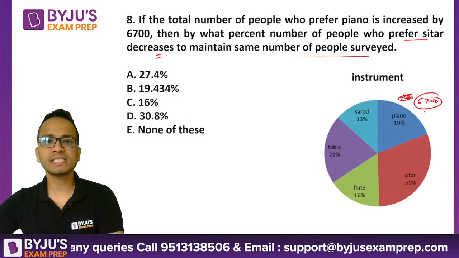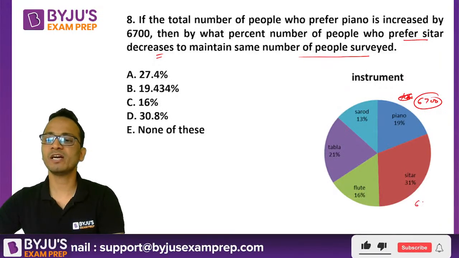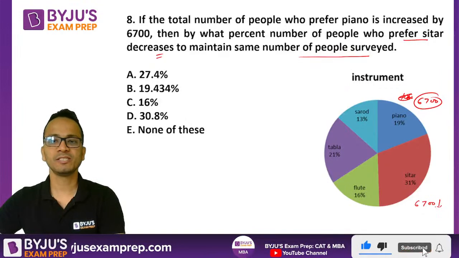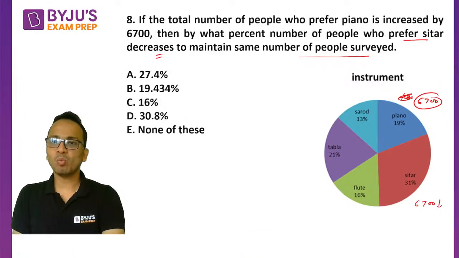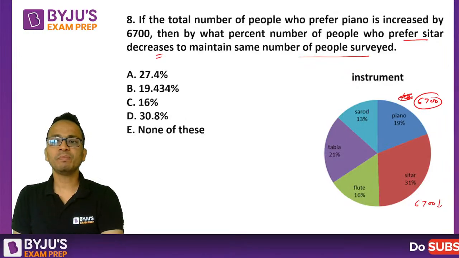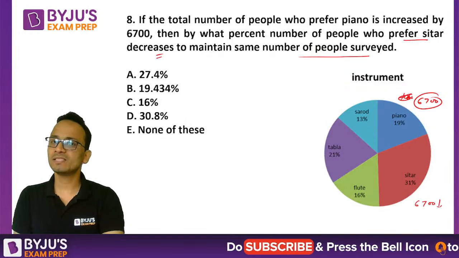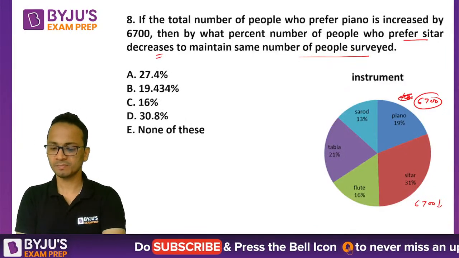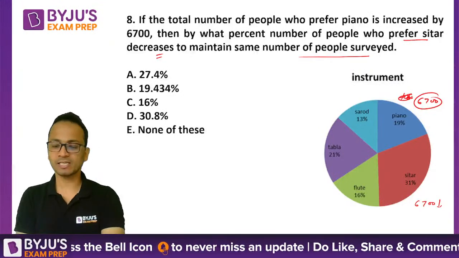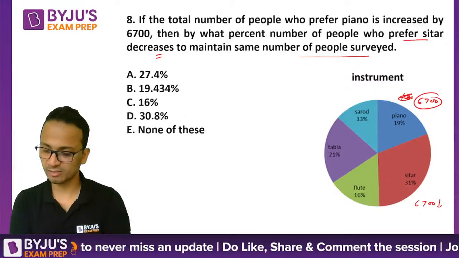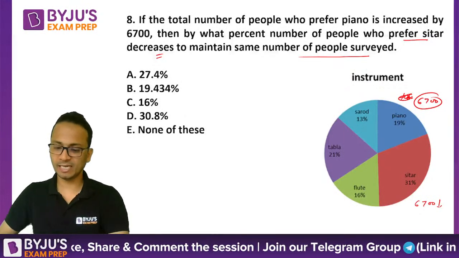So यहाँ पे 6,700 का increase हुआ है piano में, so sitar में 6,700 का decrease हो जाना चाहिए. So you will have to find out by what percentage number of people who prefer sitar should decrease to maintain the same number of people surveyed. बहुत simple है, calculations ठीक से करना and you will get the correct answer. Vicky has already given an answer. Nice, nice, good.